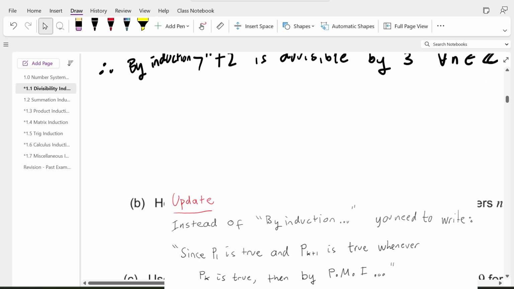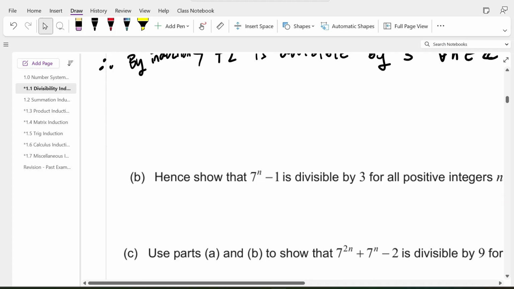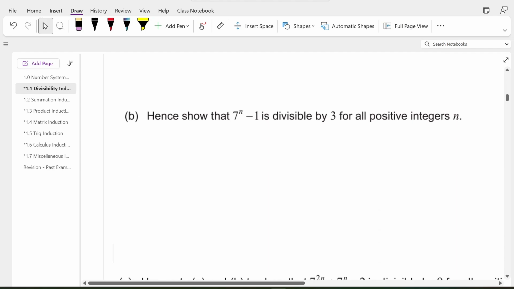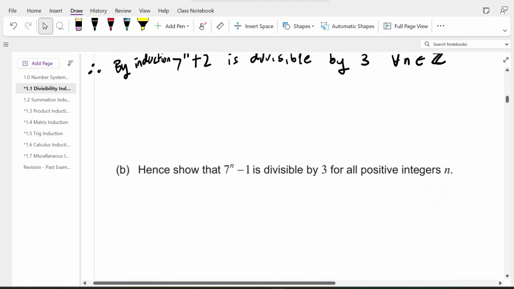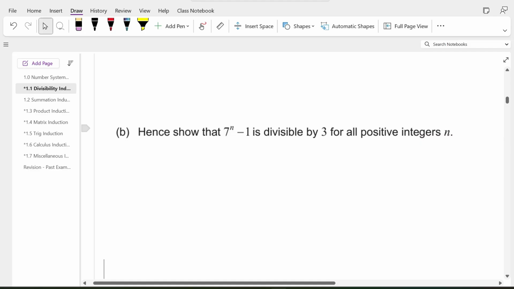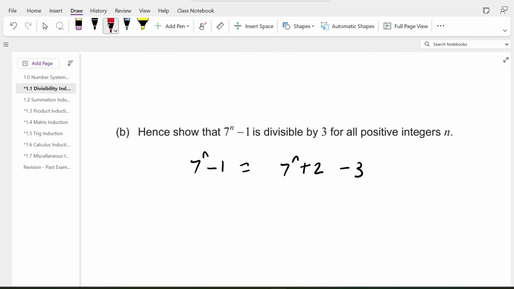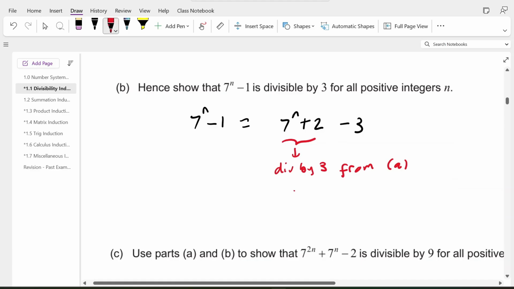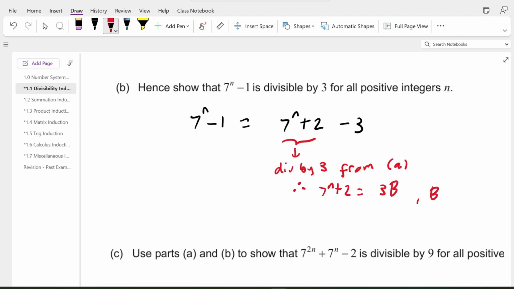All right, beautiful. Okay, there's a couple of follow-up parts, and this is what you can expect to see in an induction exam question here. So 7 to the n take 1 is divisible by 3. So it's just worth mentioning. So 7 to the n take 1. That's the same thing as what we had before, take away 3. Now, why have I written it like that? It's because this is divisible by 3 from part A. So really, therefore, 7 to the n plus 2 is like 3 times some whole number b. That's what it means to be divisible by 3.